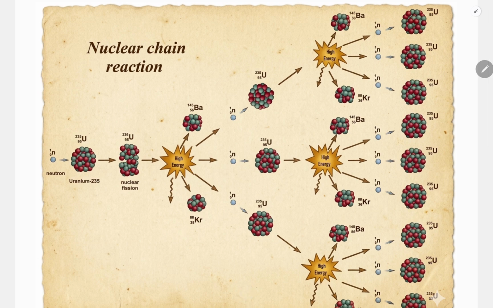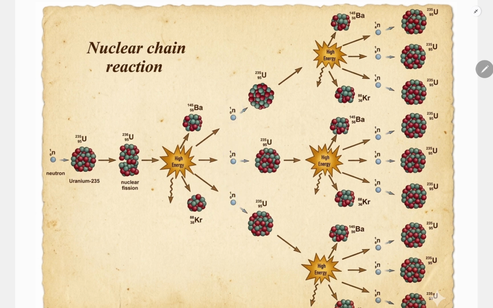So it breaks apart immediately and it releases high energy, which is basically used to make two things. First of all, it is used to make electricity. Second of all, it is used to make nuclear bombs, right? And then it produces what we know as barium and krypton. Not only that, it does produce more neutrons. It produces 3 neutrons.